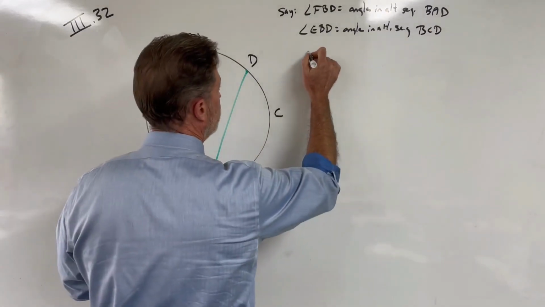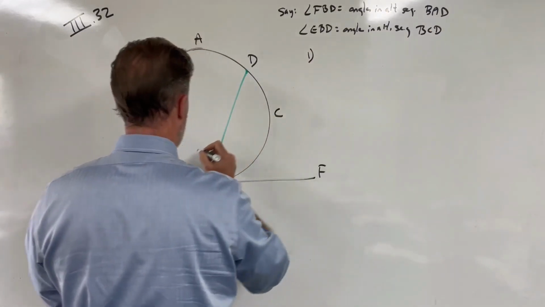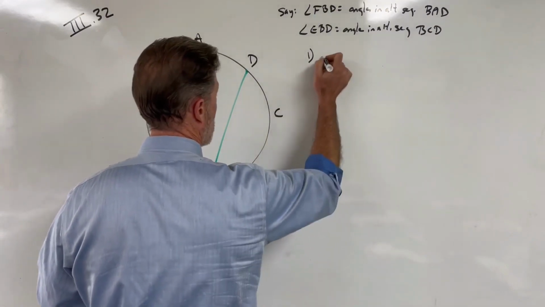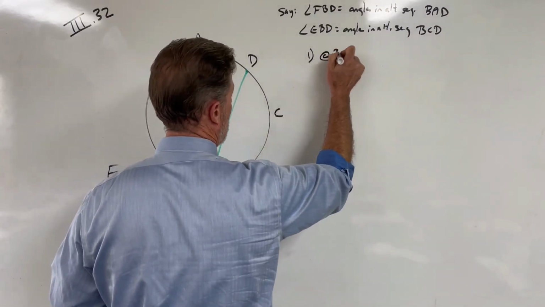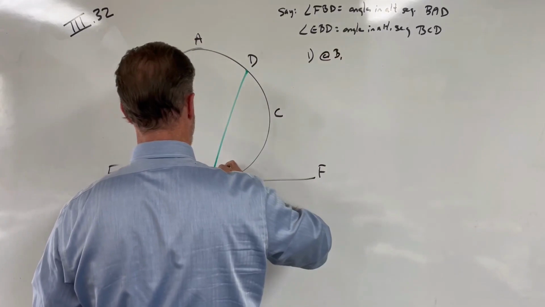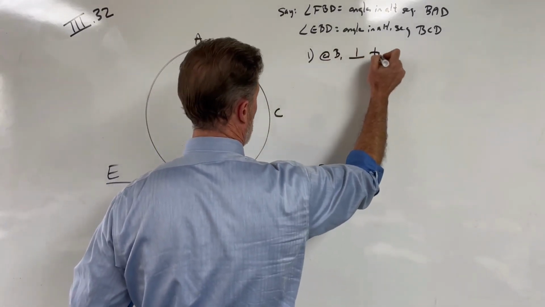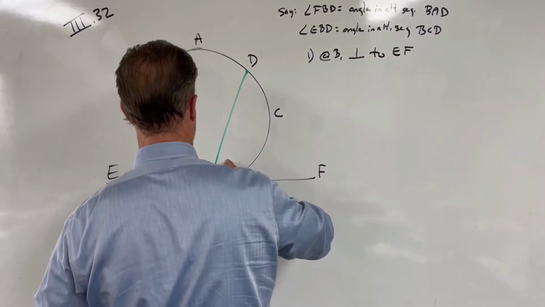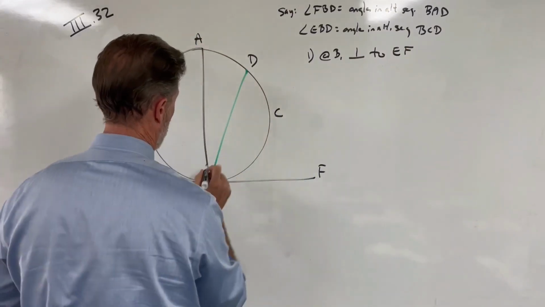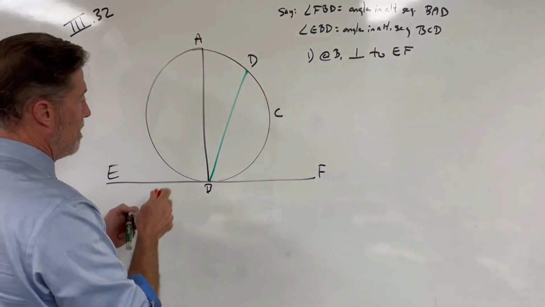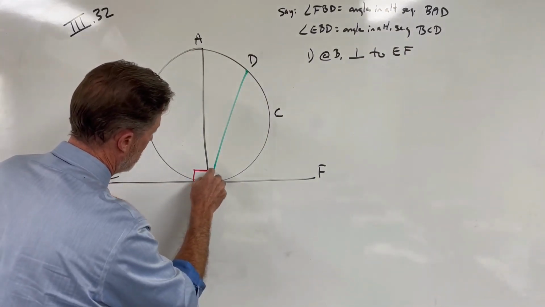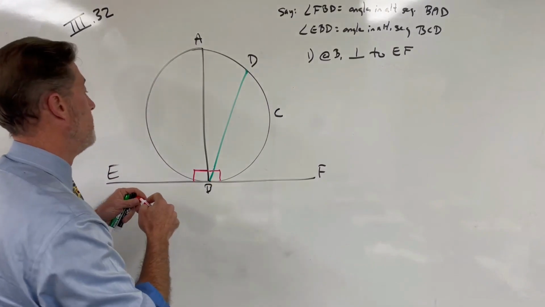So step one, from this point of contact, at B, we're going to draw a line perpendicular to EF. So let it be BA. So that means we've got a right angle here and a right angle here.